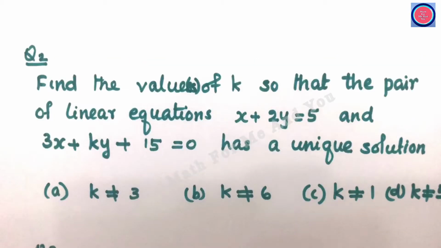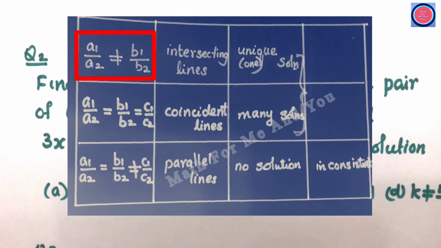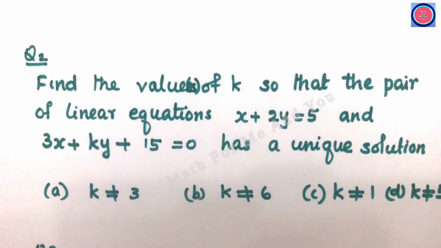Question 2. Find the value or values of k so that the pair of linear equations x plus 2y equals 5 and 3x plus ky plus 15 equals 0 has a unique solution. For unique solution, the condition is a1 by a2 not equal to b1 by b2. But before writing this condition, we have to change the given equation in standard form. Look at the first equation. It is not in the standard form. It is not of the form a1x plus b1y plus c1 equals 0.